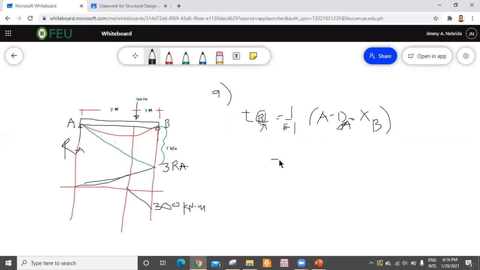So what's the area? This is the area of the triangle. This is 1/2 times 3RA times the base. The base is 3.